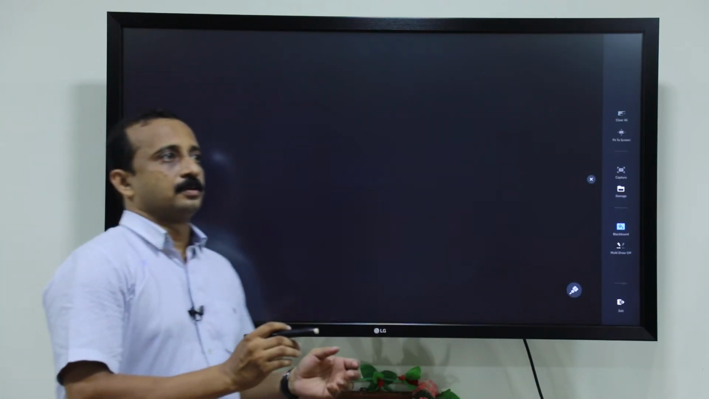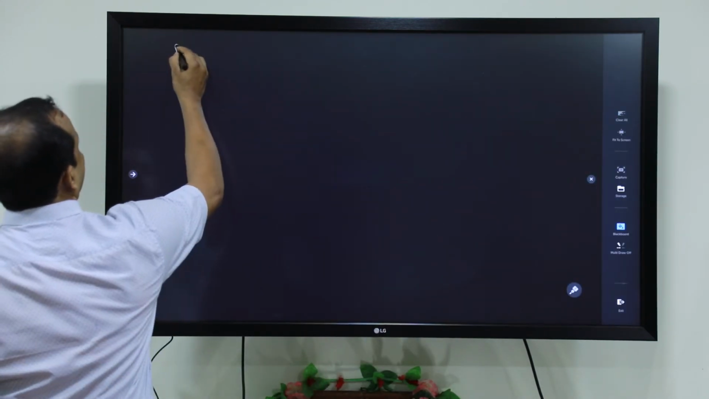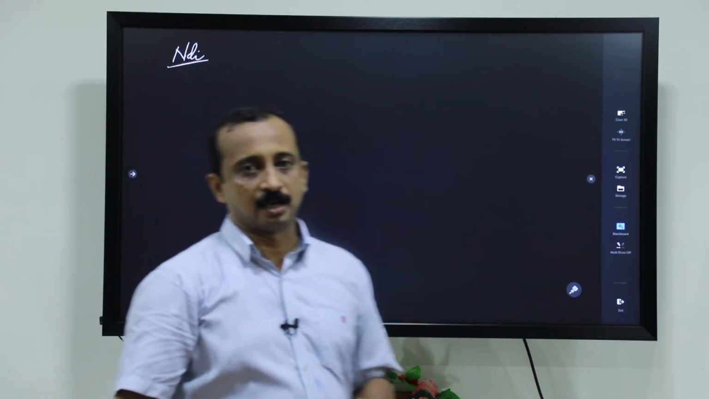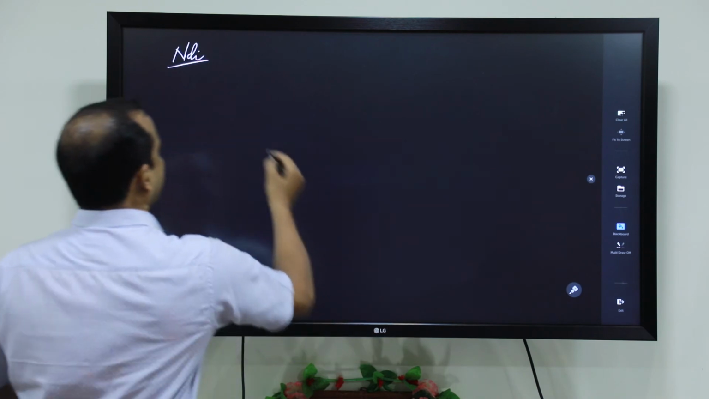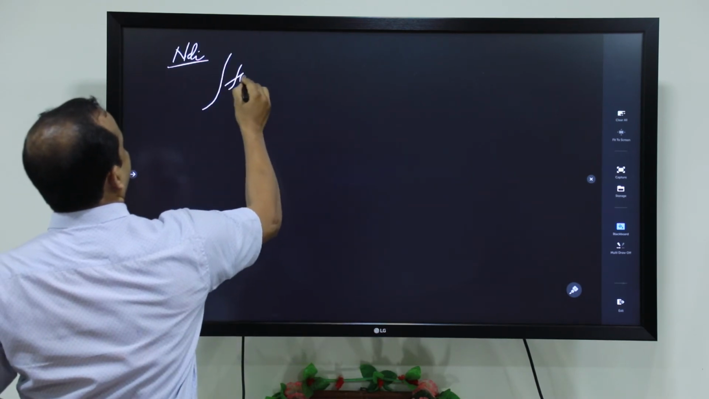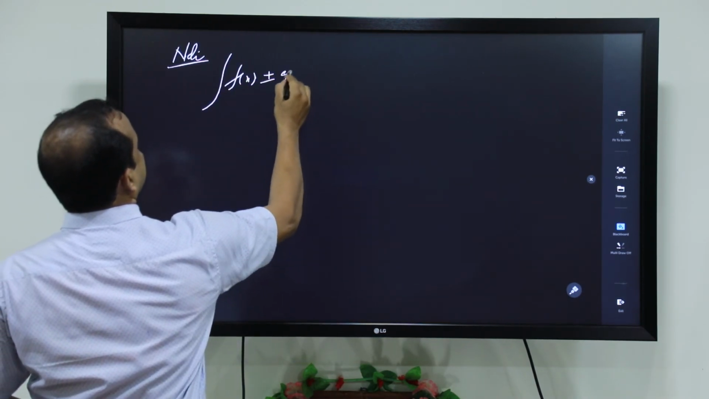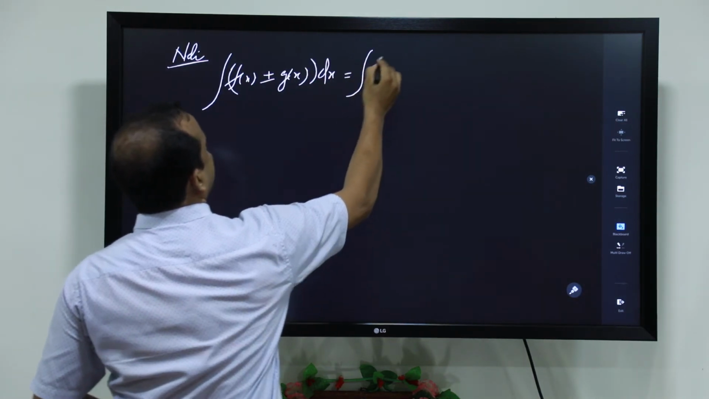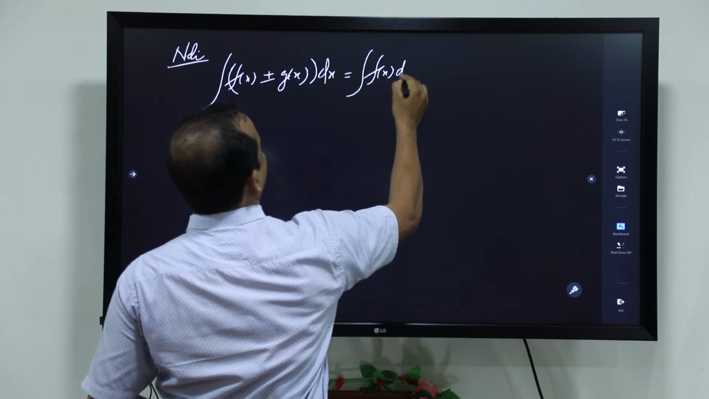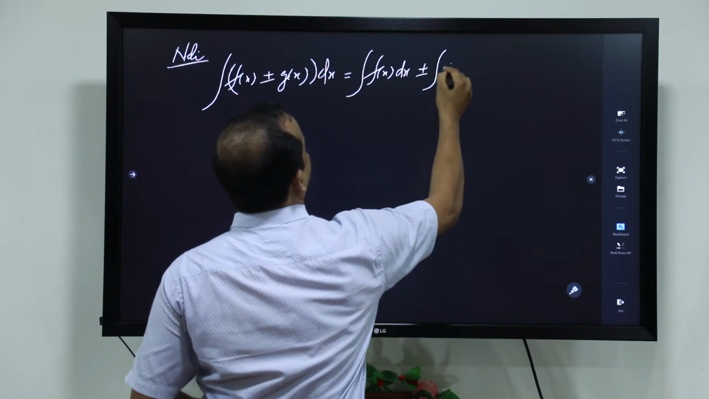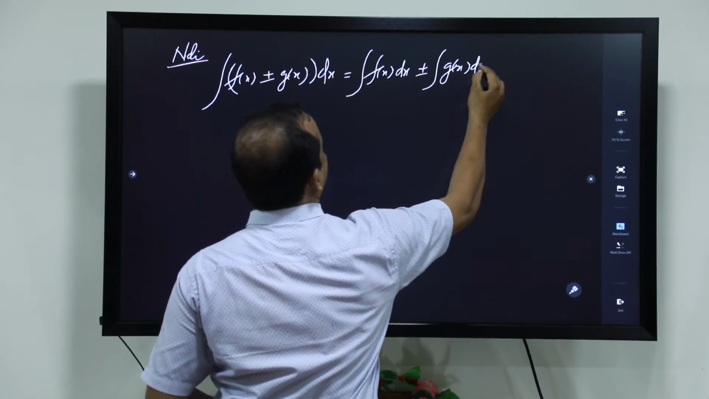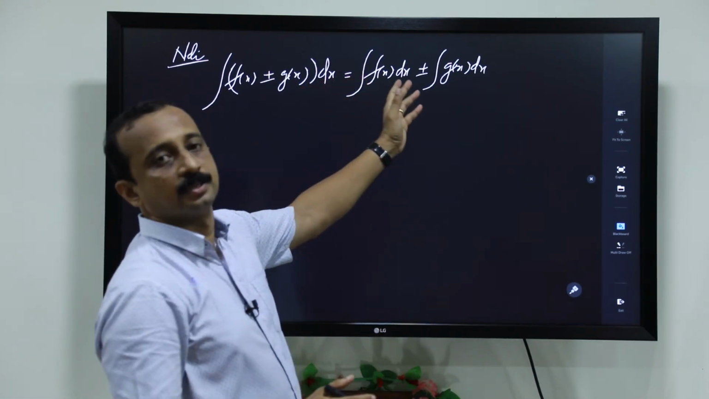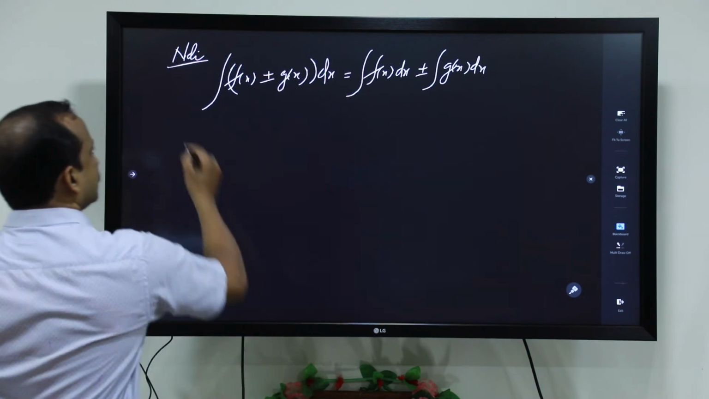Okay. Now we give one more note. Suppose f and g are two functions, then integral of f of x plus or minus g of x into dx is equal to integral of f of x into dx plus or minus integral of g of x into dx. That means if two functions are added or subtracted, we can integrate each separately and then add or subtract. That is the first result.